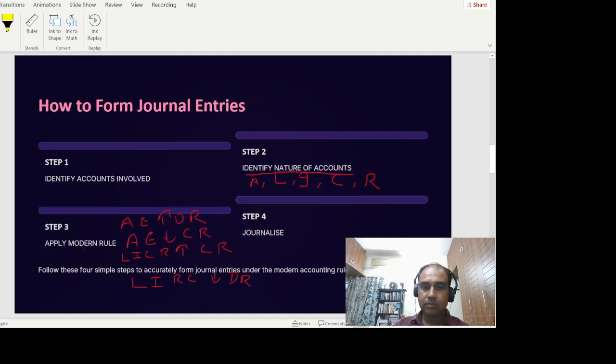Okay. And how to form journal entries? First step is identify the accounts. Identify two accounts. Step 2, identify the nature of account, whether it's an asset, liability, income, capital or reserve. If asset is increasing, debit it. If asset is decreasing, credit it. If liability, income, capital, reserves are increasing, credit it. If liability, income, reserves and capital are decreasing, debit it, guys.